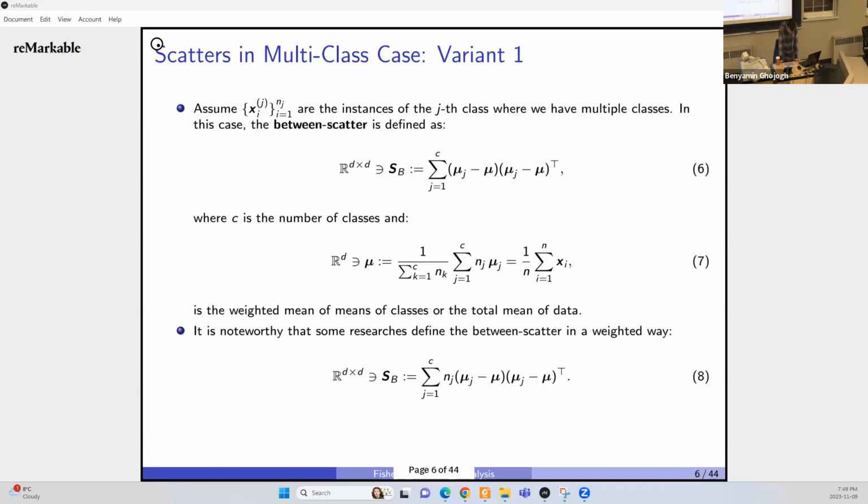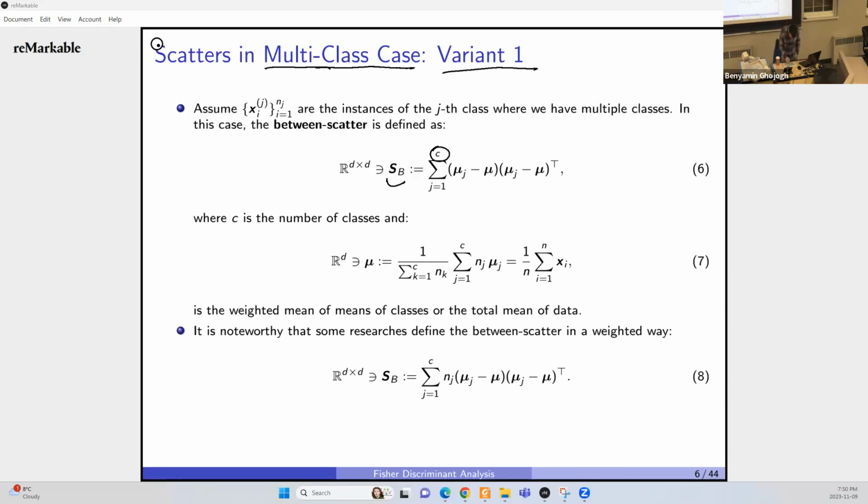Now assume we have multiple classes. So far we assumed that we have two classes. What if we have several classes, more than two? Assume we have C classes. In this case, I can say SB is defined as this. So there are several variants. Variant one is this. I calculate the mean of means of classes, which is equivalent to the total mean of the data. Okay, so far clear?